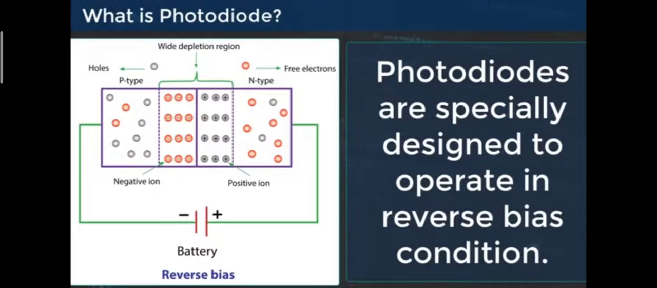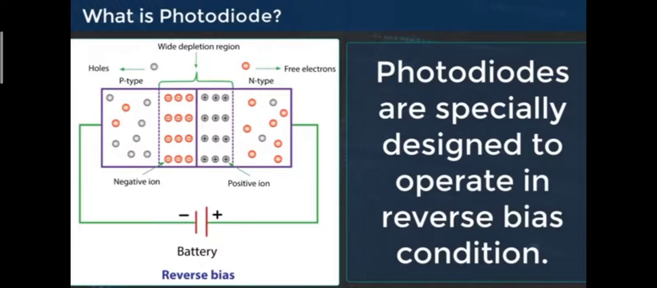This photodiode is operated in the reverse bias condition. Reverse bias condition means the negative terminal of the battery is connected to the p-type semiconductor, and the positive terminal of the battery is connected to the n-type semiconductor. As I said, in p-type the majority carriers are holes and minority carriers are electrons, whereas in n-type semiconductor the majority carriers are electrons and minority carriers are holes.